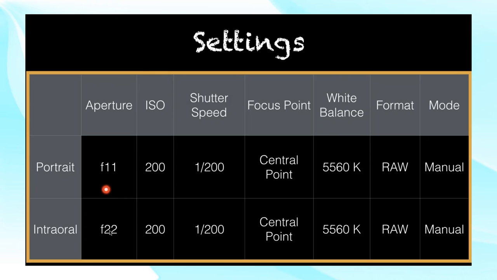For intraoral photography, we want to have f-stop F22, ISO 200, and shutter speed 1/200. So just remember the rule of twos. For intraoral photography, just use all twos: F22, ISO 200, shutter speed 1/200. And the format, I always like shooting in RAW, and also the white balance at 5,560 degrees Kelvin.